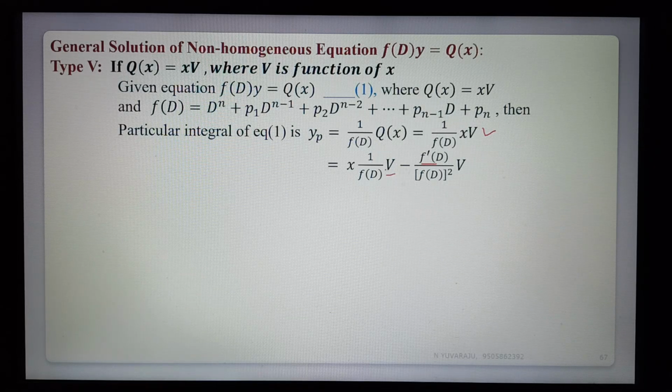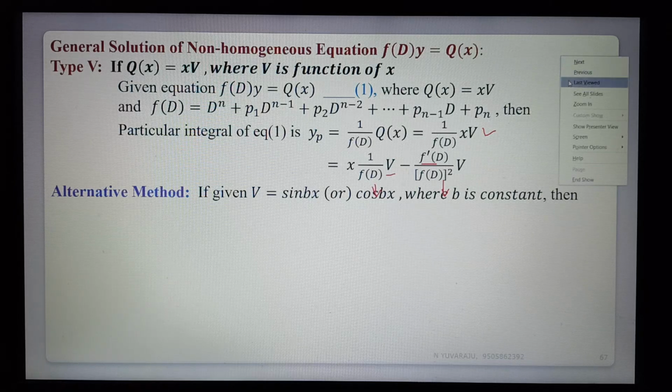V is any function, substituting it directly as in the previous cases and previous types. Now this is the particular integral of f of D into y is equal to Q of x when Q of x is equal to x into V. And there is also another method, the alternate method.